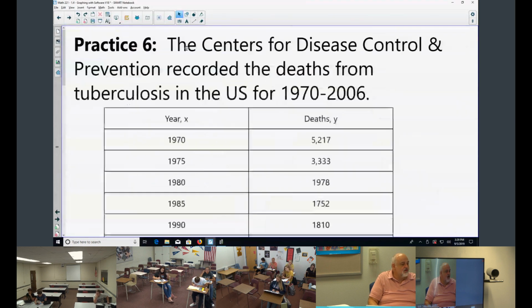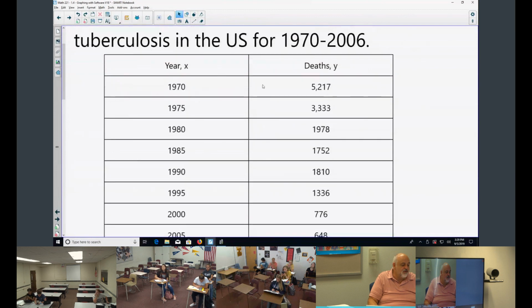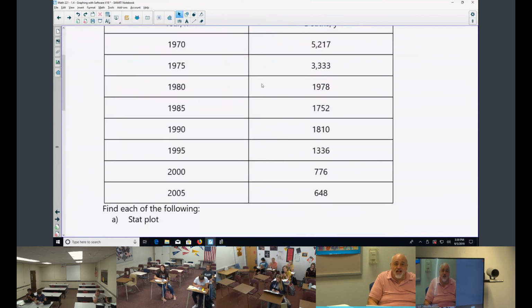All right, so practice 6, this is the deaths of tuberculosis for the years 1970 to 2006. So what I want you to do is put this data into your lists, your L1 and L2, and then I want you to create a stat plot.